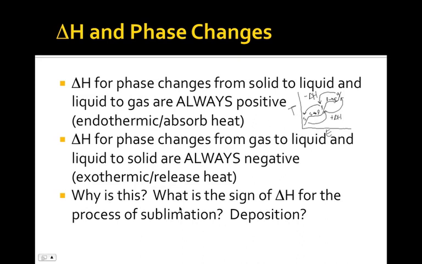Kind of covered that just then. And then what would be the sign of delta H for sublimation? Well, sublimation is going from a solid directly to a gas. So you are increasing the energy, so it's going to be positive delta H. Deposition, the opposite, going from a gas directly to a solid, like the freezer burn that gets on everybody's nerves in your freezer. That results in a decrease in enthalpy because you are decreasing the amount of energy in the system.